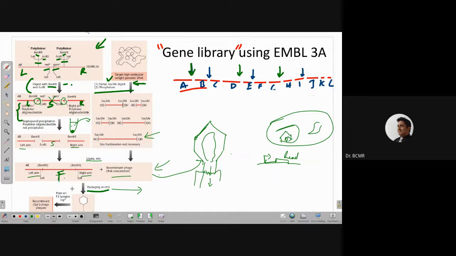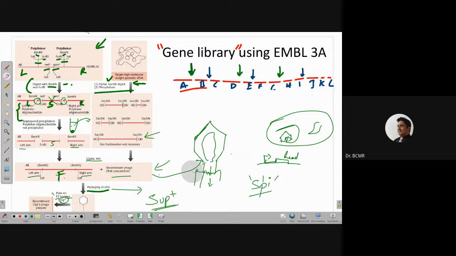And then it is plated on P2 lysogen. And there is also Sup+. We will discuss that at some other point. Suppressor can be used as a selectable marker. So we are plating on P2 lysogen because we want to exploit the spi phenotype, sensitivity to P2 inhibition.